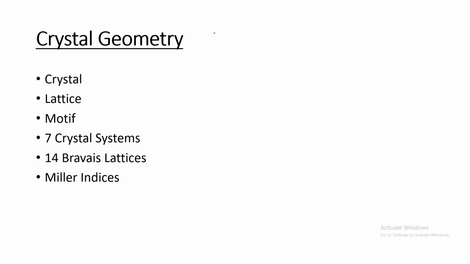About crystallography. Before we study crystals, we need to understand some scientific terms associated with crystallography. The first one is crystal. Then you need to study what is meant by lattice in crystallography, what we mean by motif, what the different crystal systems are, what Bravais lattices are, and what we mean by Miller indices. We will look at each of these terms closely.